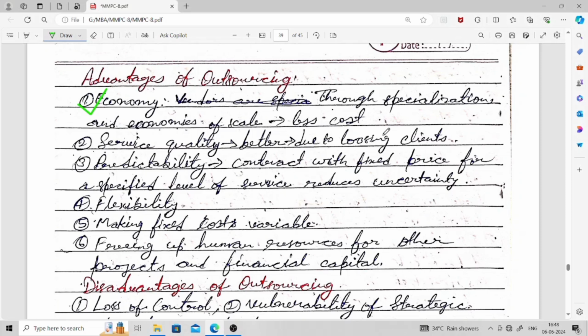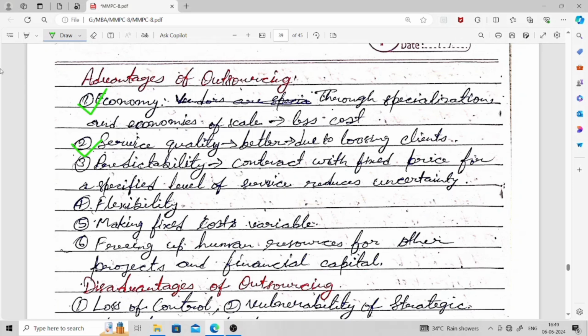The second advantage is the service quality. When an external organization provides the information system facility, it will be better due to the fear of losing the client. Because if an external service provider is providing the service, then they will have to provide better service in case of information system. Otherwise the client will not be satisfied, and they will try to move to another service provider. So that's why the service quality improves.